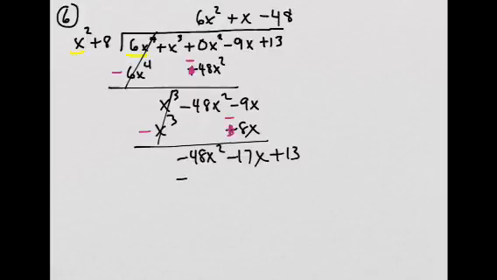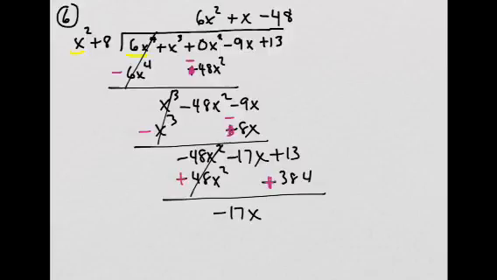Okay, so this is negative 48x squared, and negative 48 times 8 is negative, let's see, 8 times 8 is 64, and then 32 and 384. Okay, we're subtracting, so that means we're adding the opposite, so that becomes a plus, and this becomes a plus, and then this is 0, negative 17x, plus 13 plus 384 is 397. So this is the remainder.